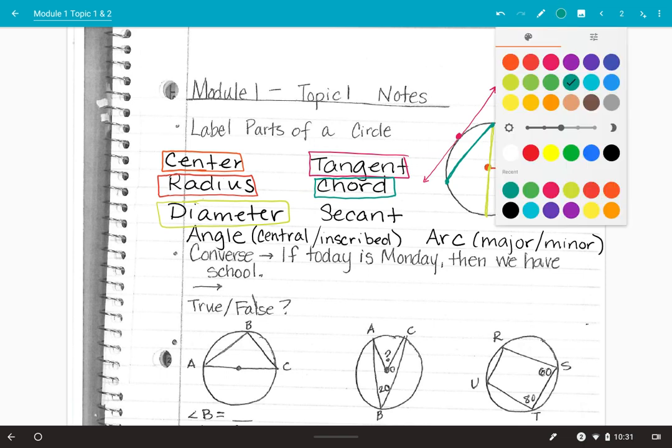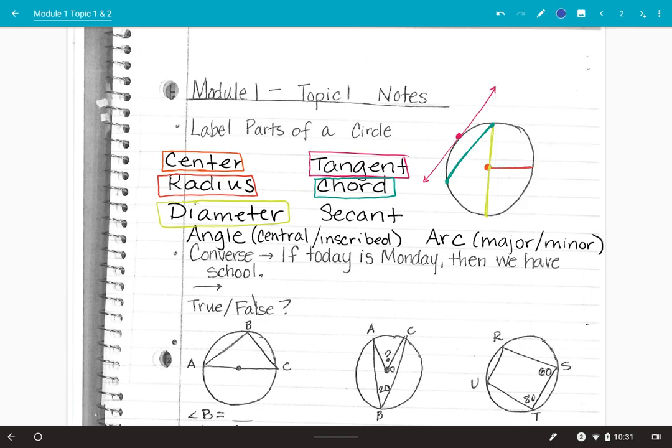Now, secant, and I have a funny way of saying that. Secant, it can't end. It is a line, and it's going to go through the circle, touching it in 2 places. It can't end, meaning it has the arrows. It will keep going on and on and on.